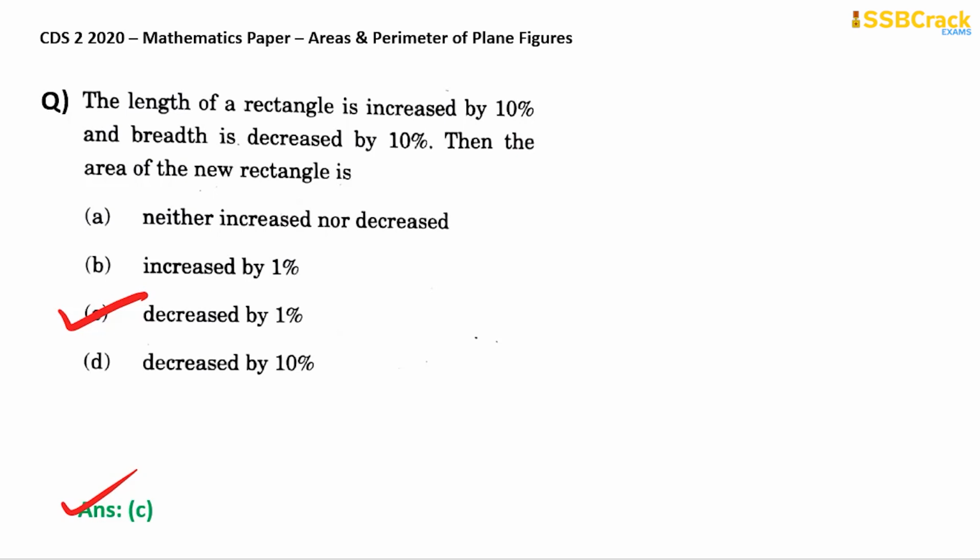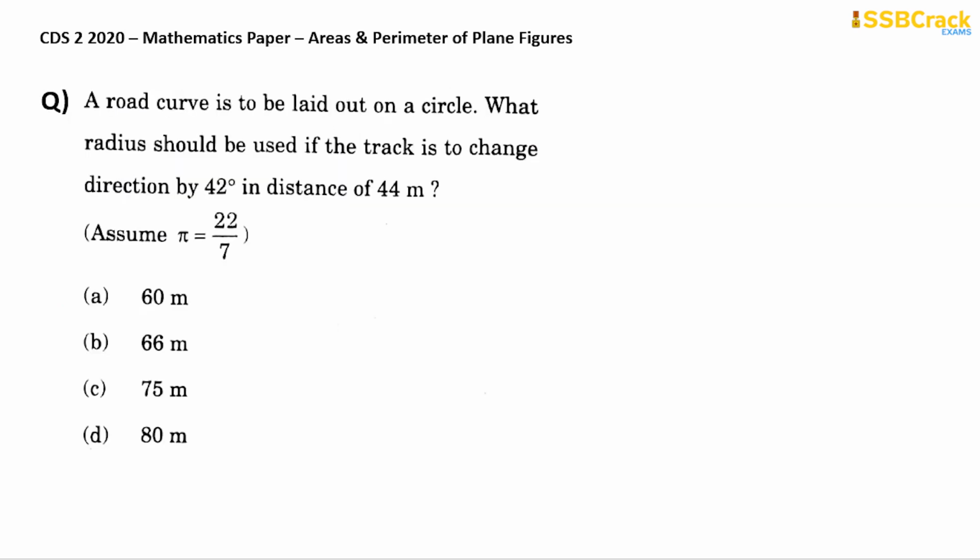Now coming to the next question, there is a road which is curved and it is to be laid out on a circle. A road curve is to be laid out on a circle. So what radius should be used if the track is to change in the direction by 42 degrees in the distance of 44 meters? Should the radius be 60 meters, 66 meters, 75 meters or 80 meters?